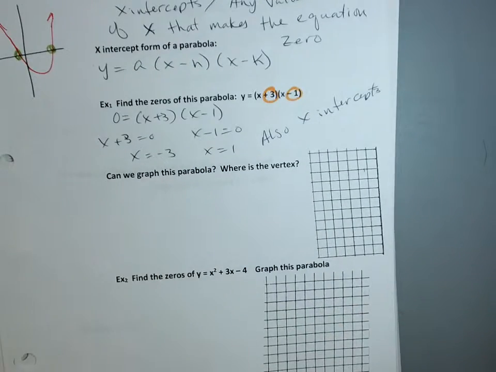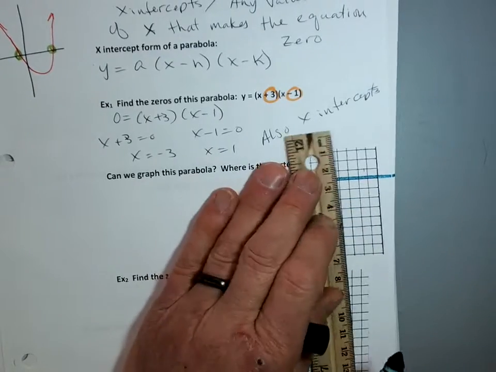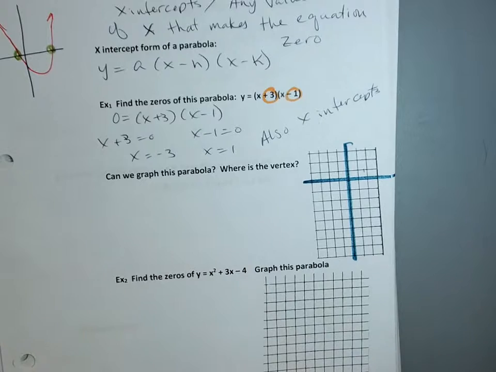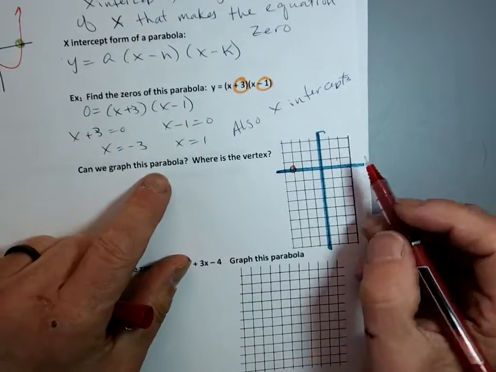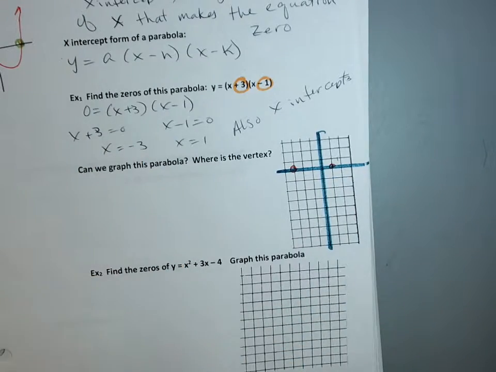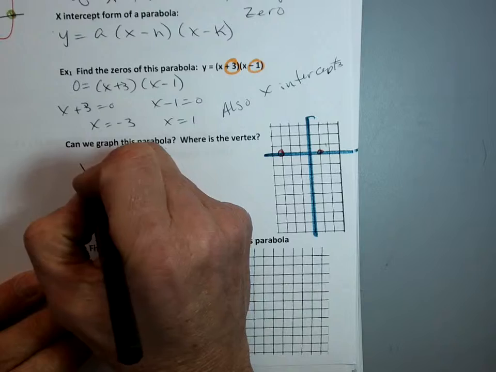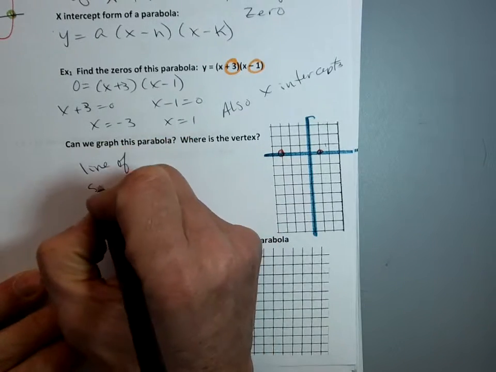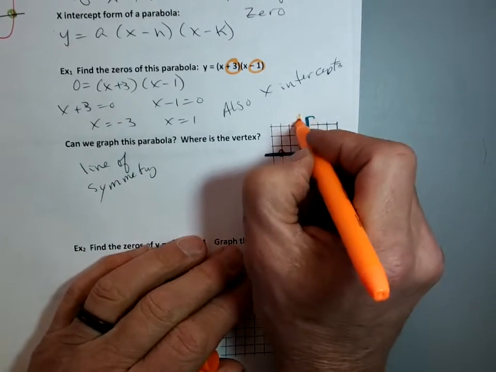So now, can you graph this? Sure, I can graph this. Let me get my ruler out. Hold on, you guys. I'm going to graph this. What do I know? I've got an x-intercept at negative 3, right there, and an x-intercept of 1, right there. Easy question: where's the line of symmetry? Right in the middle. The line of symmetry has got to be right in the middle, right there.